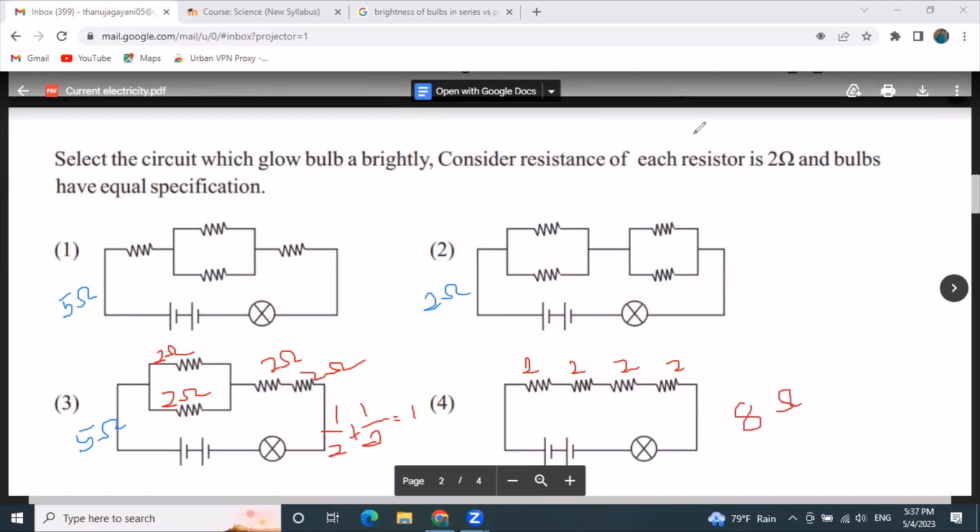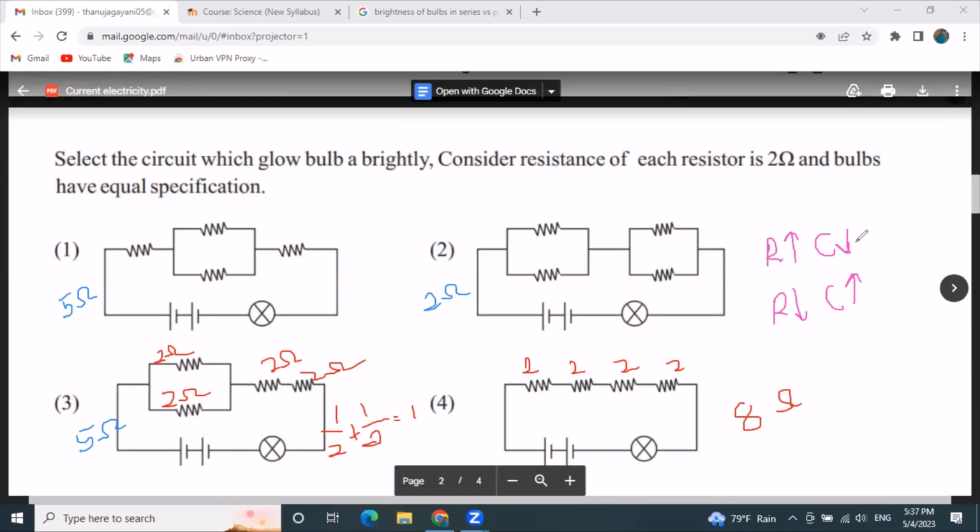Then you have to remember another point. When the resistance of a conductor is increasing, the current flowing through the conductor is decreasing. And when the resistance is decreasing, the current flowing through the conductor increases. You can use I instead of C. It's the standard unit used to denote current, capital I.